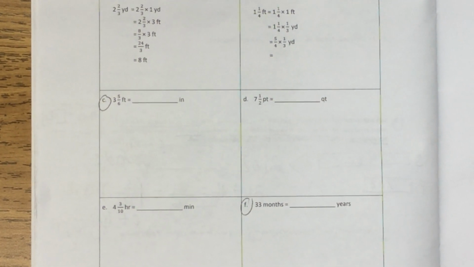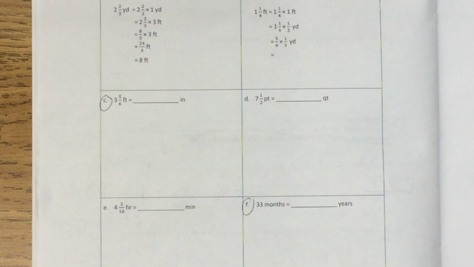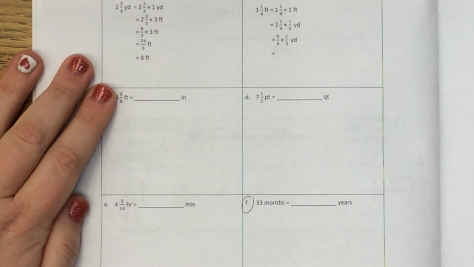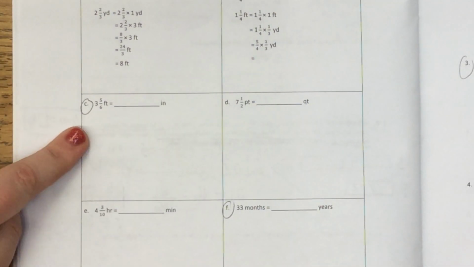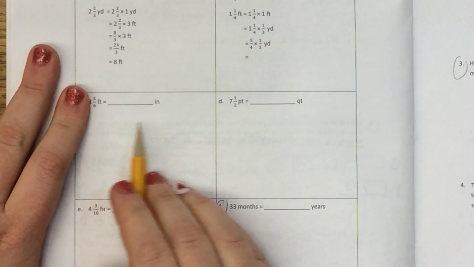Okay, today we are going to look at how we can convert measurements, and this time we're going to be looking at mixed numbers, which is a little different than yesterday when we only looked at fractions. So yesterday when we looked at this, let's say problem C, we were doing 5/6 feet equals how many inches.